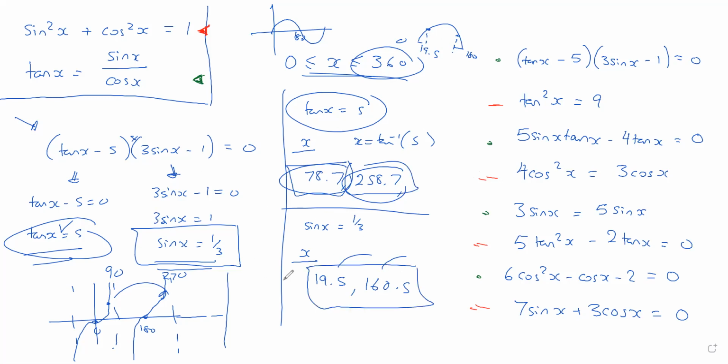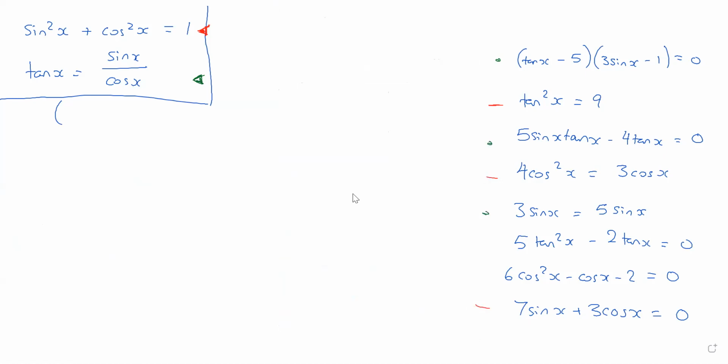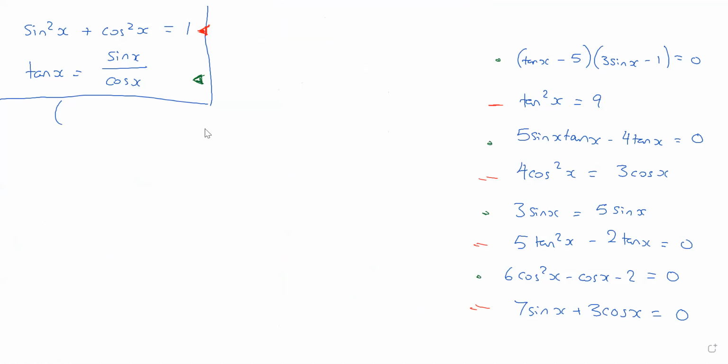You can always check it as well. You can sub any of these values back into here, and it will give you 0. So that's the first one done. That one doesn't involve using the identities at all. That's a double bracket thing, and it just uses your knowledge of quadratics in a brand new way.